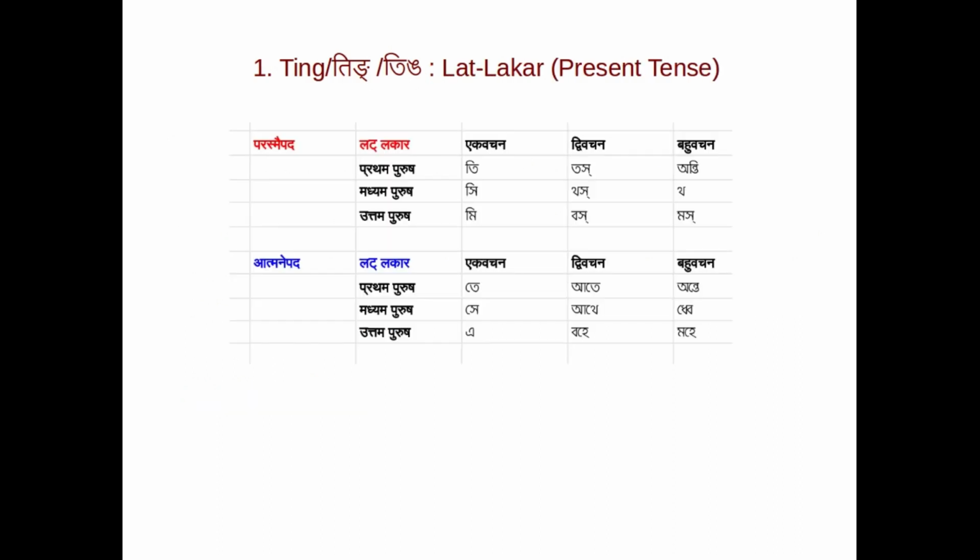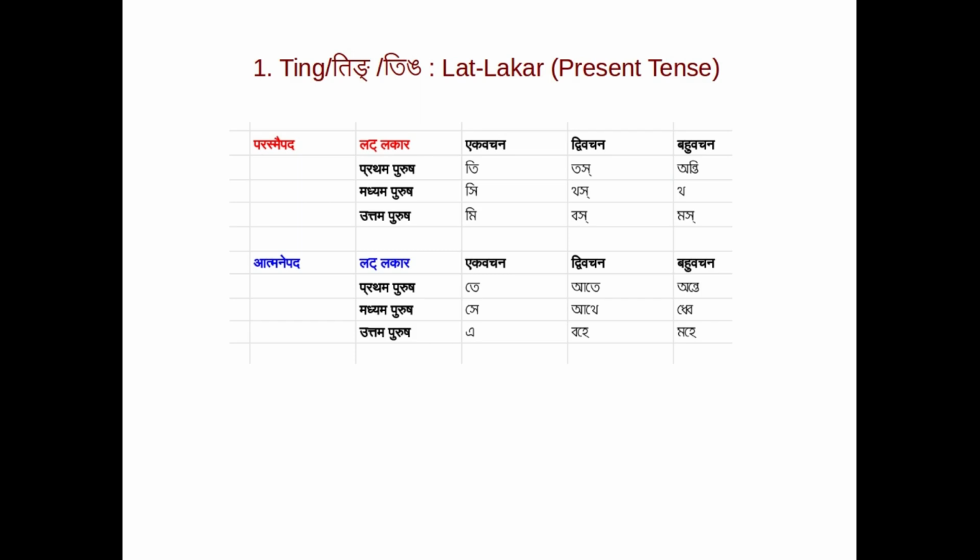Now let us look at one of these tenses. Present tense, lat. We have on one side Pratham Purush, Madhyam Purush, Uttam Purush, and on the other side Ekvachan, Dvivachan, Bahuvachan. The ting pratyayas are for Parasmaipadi ti tas anti, si thas tha, mi vas mas, and for Atmanepadi te ate ante, se ate dhve, e vahe mahe.